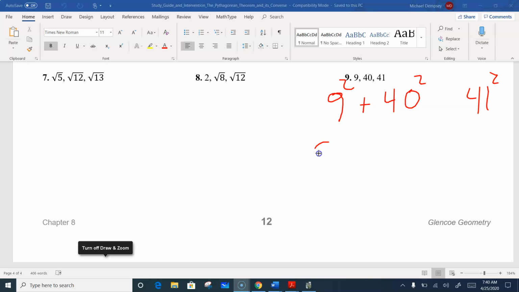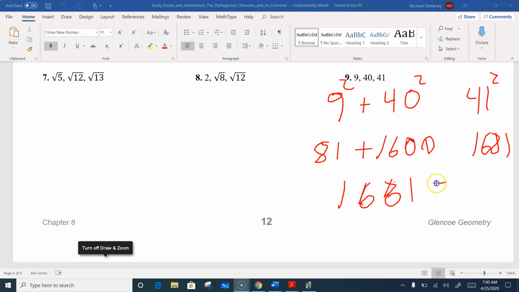So 9 squared is 81. 40 squared is 1600. And then what we find when we square 41, we get 1681. So if I add these two together, what do I get? I get 1681. And that obviously equals 1681 over here. So we finished our assignment here with two right triangles.